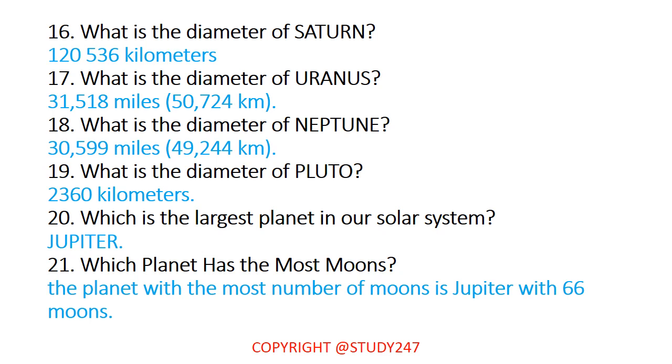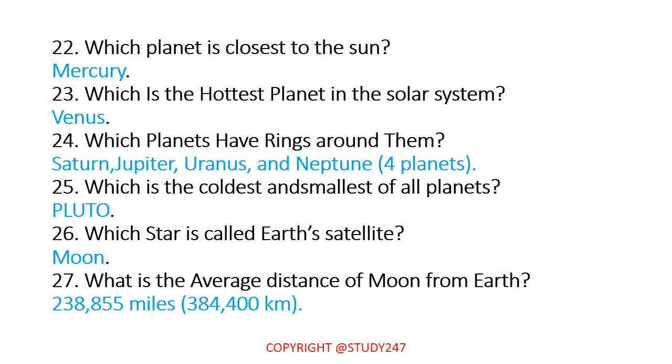That is Jupiter. Which planet has the most moon? The planet with the most number of moon is Jupiter with a number of 66 moons. Which planet is closest to the Sun? That is Mercury. Which is the hottest planet in the solar system? That is Venus. Which planet have rings around them? Saturn, Jupiter, Uranus, and Neptune. Which is the coldest and smallest of all planets? That is Pluto, though we do not consider Pluto anymore as a planet.